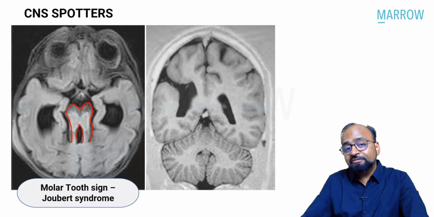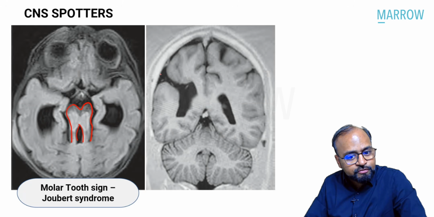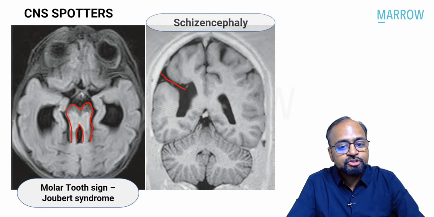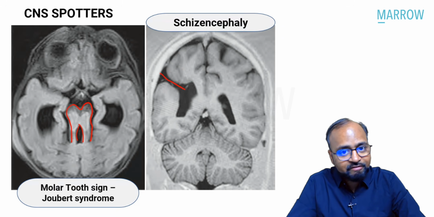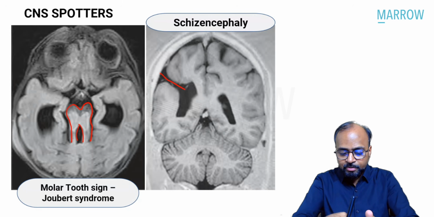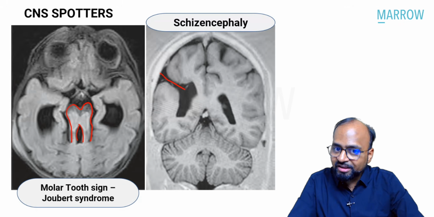When you see a cleft in the brain parenchyma, which extends from the surface of the brain right up to the ventricles, this cleft within the brain is a feature of schizencephaly. It could be a closed lip schizencephaly as in this case, but if they are widely separated, it is called an open lipped schizencephaly.